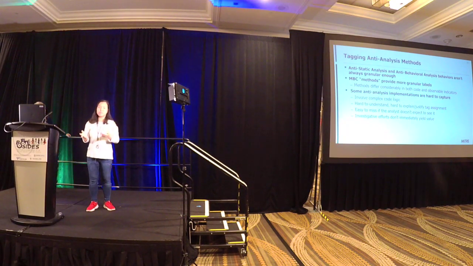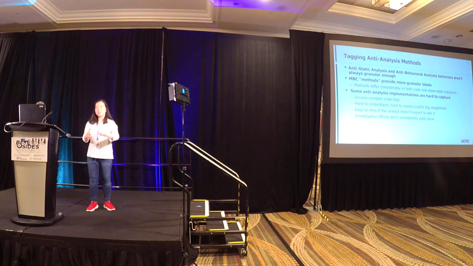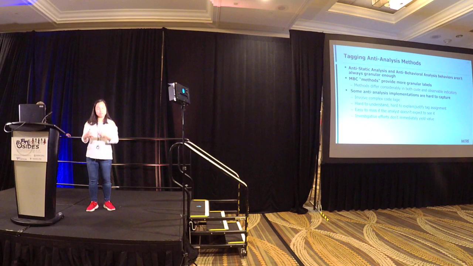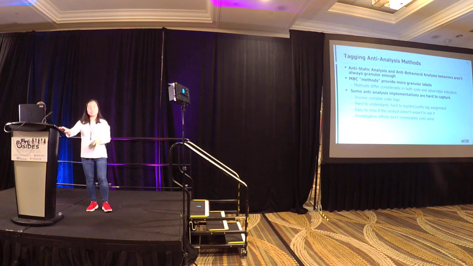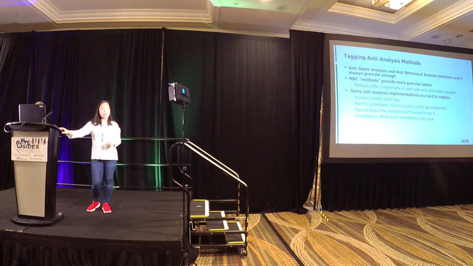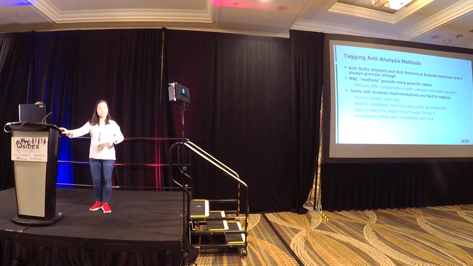Now, each of these methods differs considerably in code and observable indicators. By that, it means if you were to devise a way to detect them or defeat them, that way is going to be different for each of the methods. Some of the techniques are hard to capture. They're hard to capture because they involve complex code logic. It's hard to understand, then it's hard to explain.